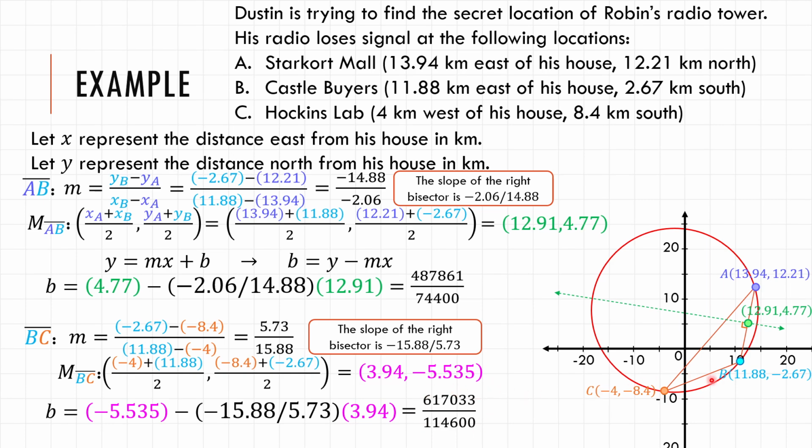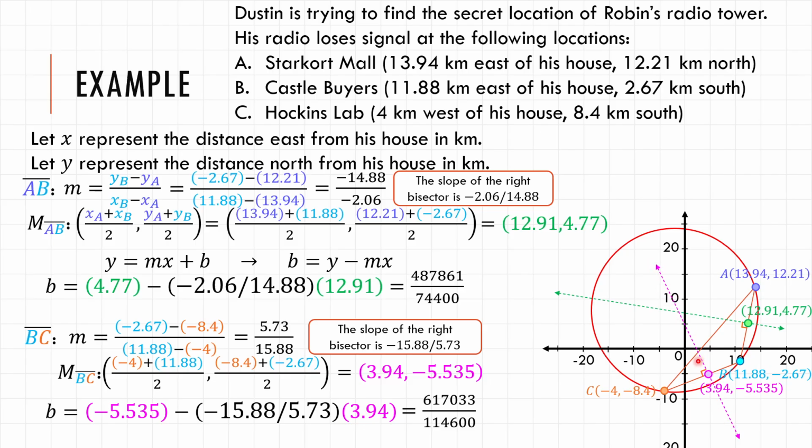And does that look about right? Well, let me draw that right bisector. So, those are the coordinates right here, 3.94 and negative 5.535. The right bisector looks something like that. And does that look like it goes through 5.3? Not exactly. It probably should be a little bit higher. Maybe my sketch is a little bit off here. But that's generally what it should look like.